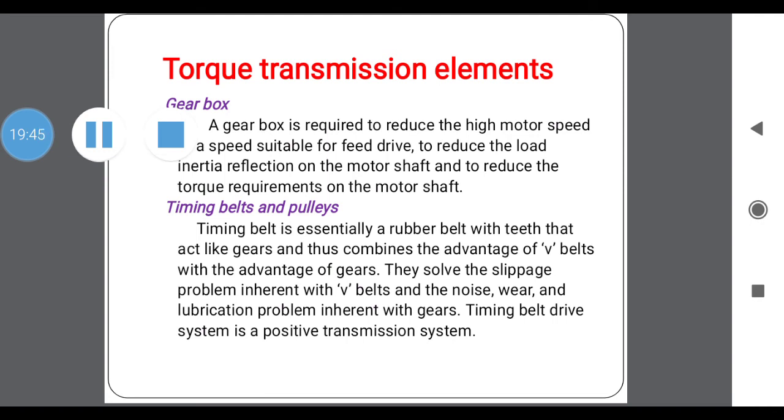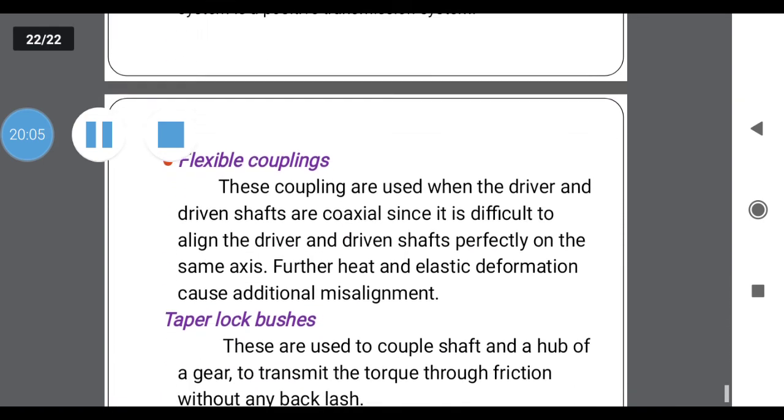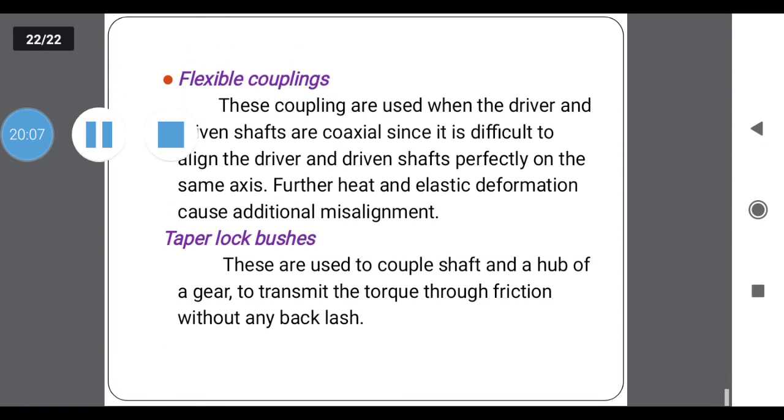These 3, gearbox, timing belt and pulleys, are the same, only the construction is different. They are mainly used to transmit the torque from one to the next. Again, these are a part of the mechanical power transmission that you know already from the previous slides. Next again, flexible coupling and taper lock bushes. These are the last elements of CNC machines.